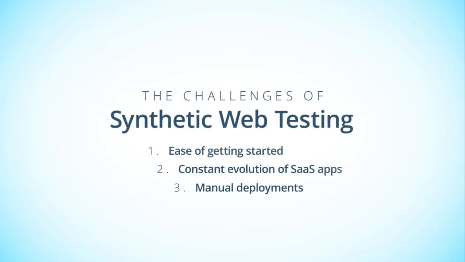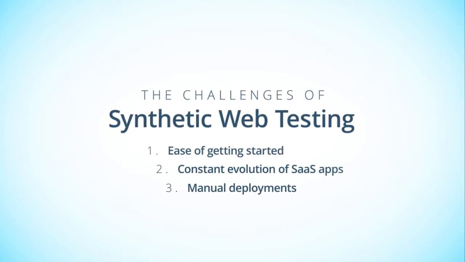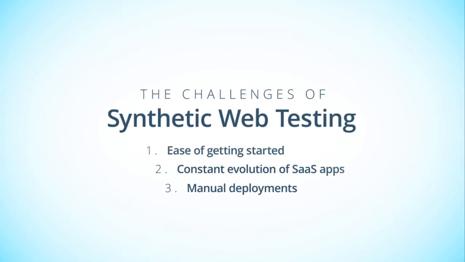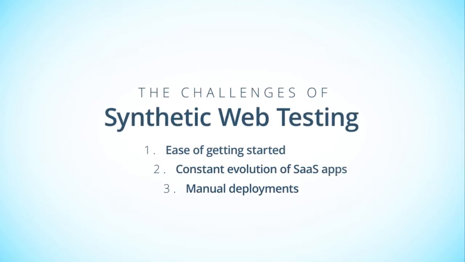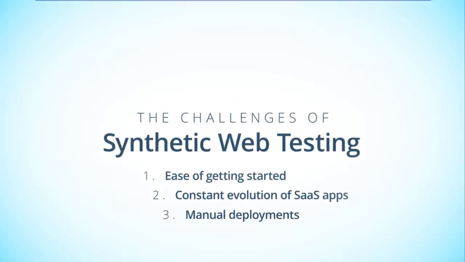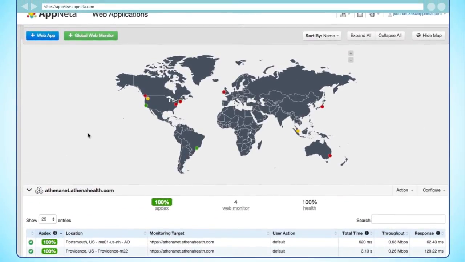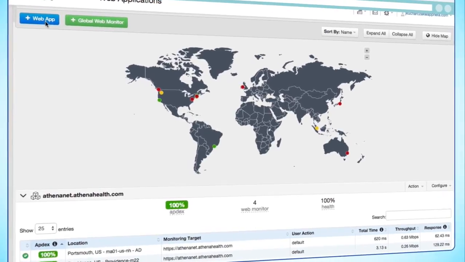And the third challenge is manual deployments. As mentioned, this technology is often used for QA testing of an application, and having a consistent monitoring platform running at all of your locations can be challenging. The AppNeta SaaS Performance Monitoring Solution has been specifically designed to address these shortcomings.